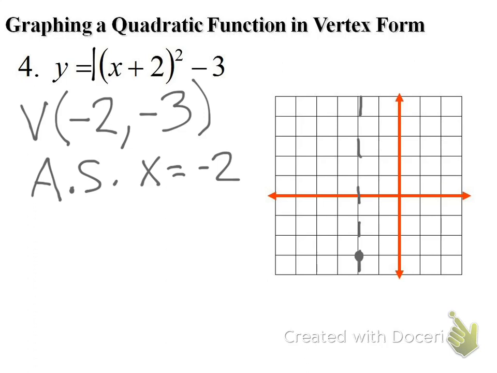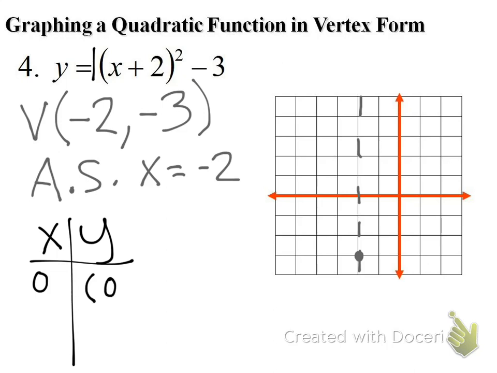Now what? Good. Make an XY chart. What do we want to plug in? 0. Good. So I'd have in parentheses 0 plus 2. Then you're going to square it. Then you're going to subtract 3. So what's 0 plus 2? 2. What's 2 squared? 4. What's 4 minus 3? 1. Good. So I have the point 0, 1. Which means I also have what point? Negative 4, 1. Great. You guys think that's enough? Sure. We're getting there. I'd be happy with that.